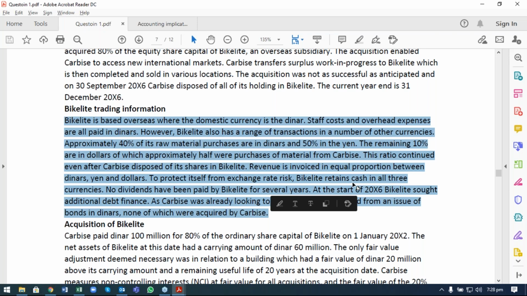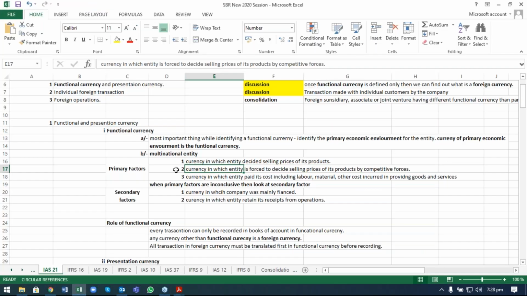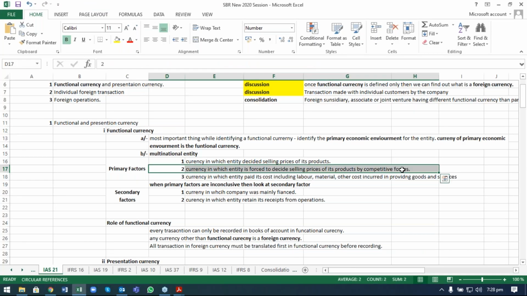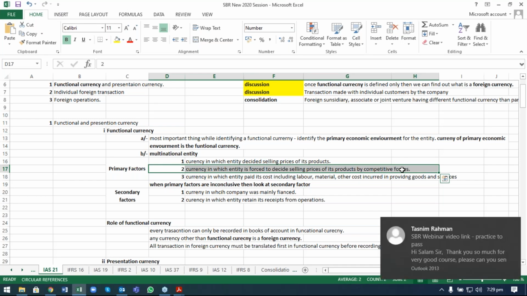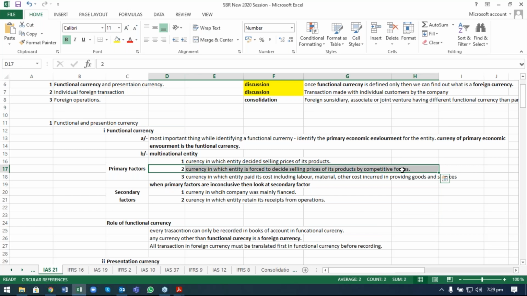So in this case, we can completely ignore this portion, as Backlight was not forced by any of its competitors. It is not clear from the scenario that it was forced anywhere to decide its selling prices based on competitors. So that's not the case at all in this situation.